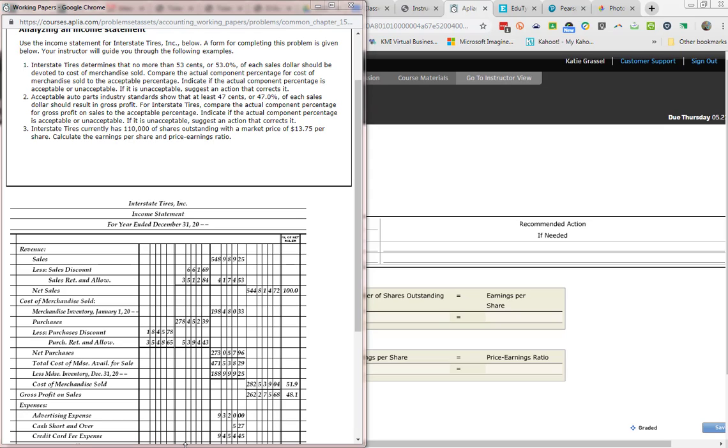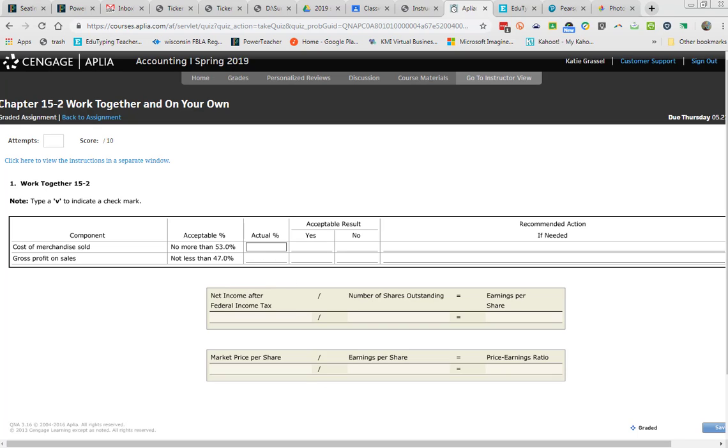So this one is a little bit different because when we take a look at our cost of merchandise sold, is actual what? Do you see it right here in our worksheet or our income statement? 51. What is acceptable? Okay, so no more than 53. So is it acceptable? Yes. Okay. Now you have to read if it says no more or no less. And this one said no more. So I'm going to move this out of the way. So the actual component percentage I'm going to put in is 51.9. Nope, that's the wrong number. Yep, no, I did it right. 51.9. Sorry. And then it has to be no more than 53. So is it acceptable? Yep. So I'm going to put a check mark in there.